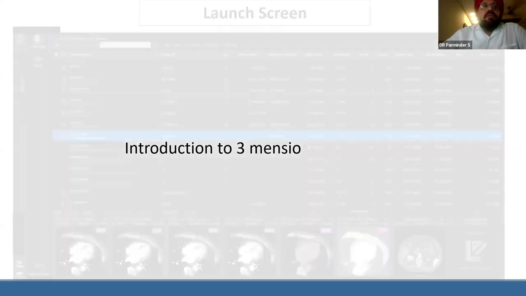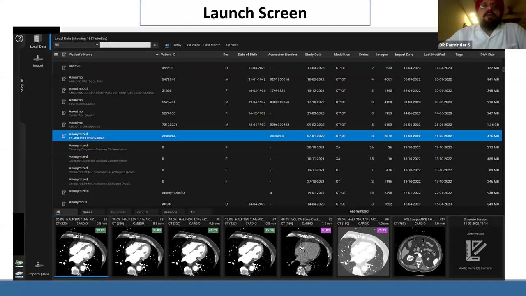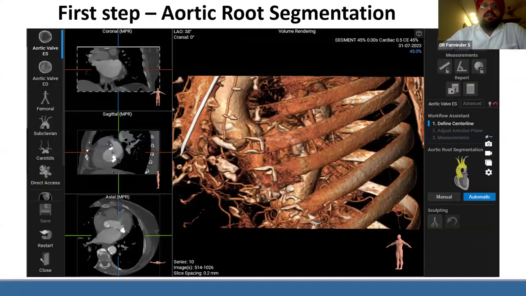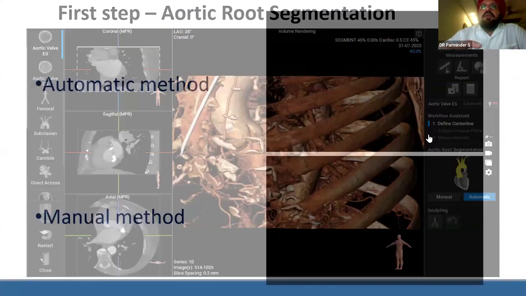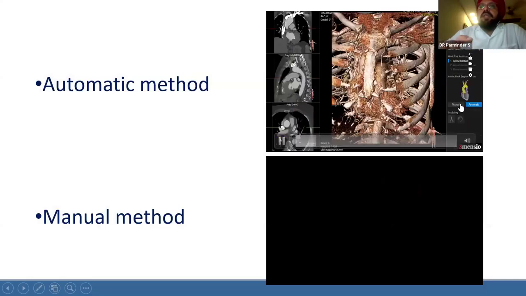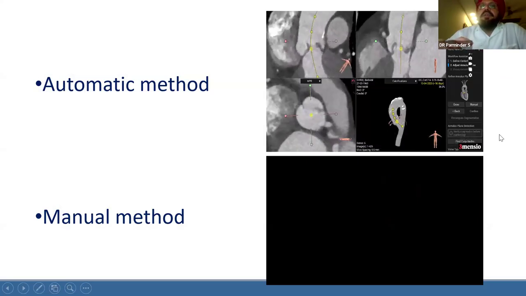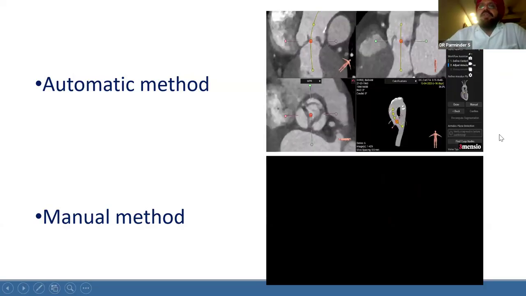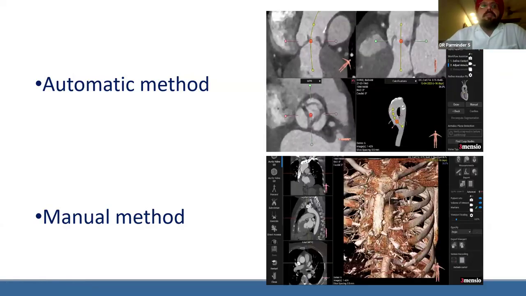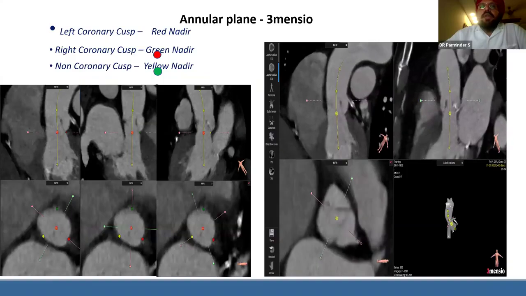Then we have 3mensio available, but although it's very expensive, here also we can analyze it. It's an automatic software. When we do it automatically, we press this automatic button. It will bring in the MPRs. There are 3 MPRs, and then we put 3 dots at the vessel hinge points, and we can make various measurements as required. This is what we have already discussed.